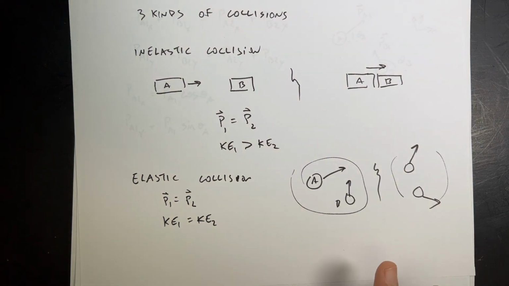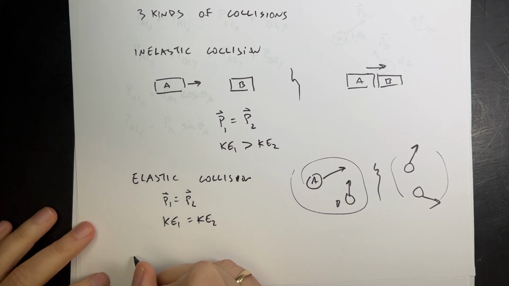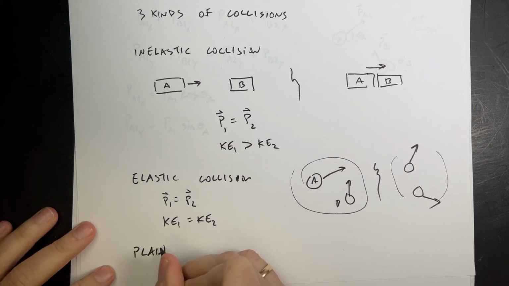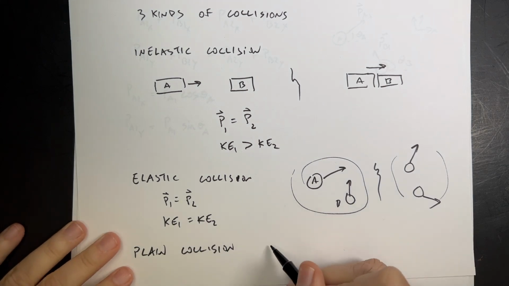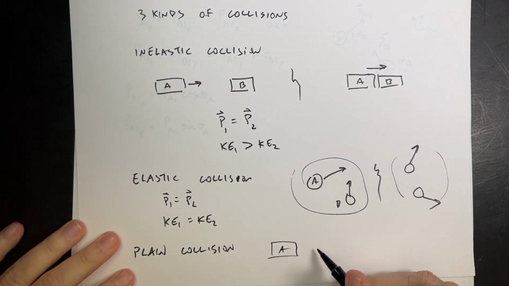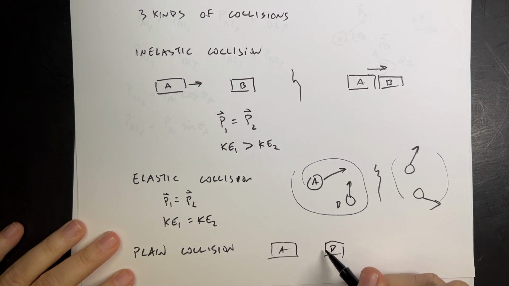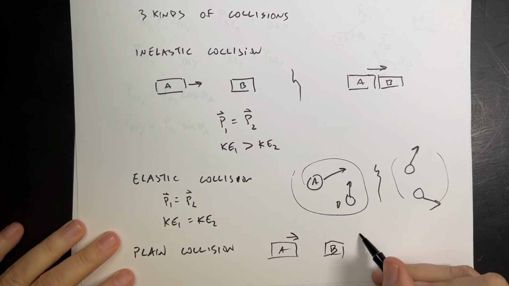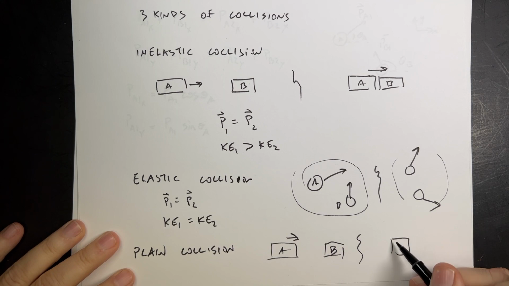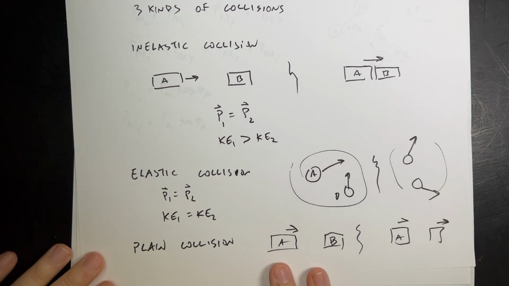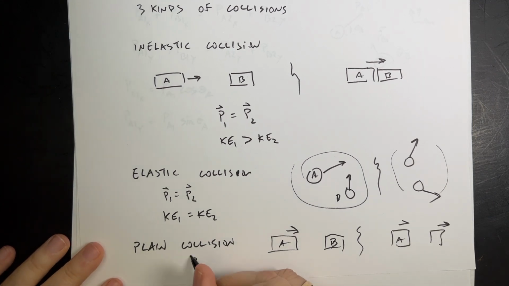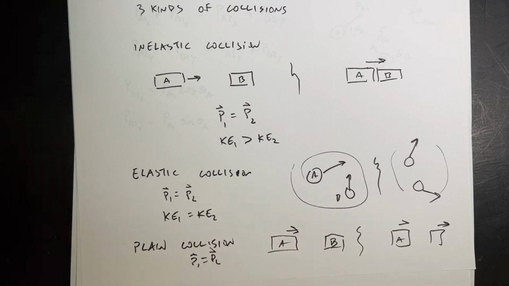So that's different. And then we have what I just call a plane collision. So in a plane collision, you may have a car like this, A, and another car right here, B, and it's moving towards that. That's bad. And then they don't stick together. So they're both moving. They don't stick together, but kinetic energy is not conserved. So as long as there's no external forces, P1 is P2. That's that.